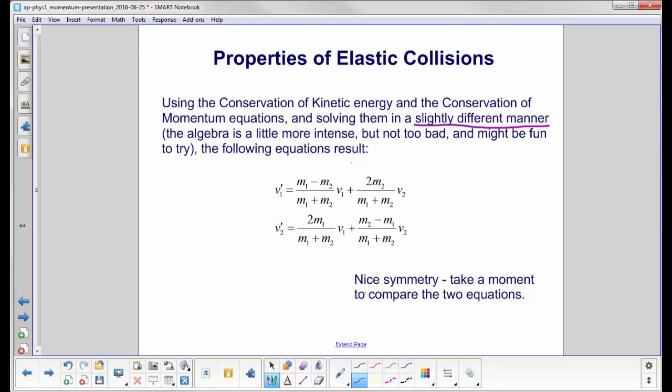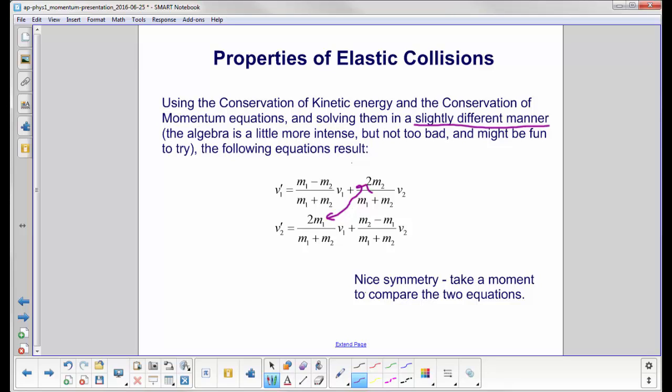And I won't read the second equation, you can see it. But what's cool about this, look at the symmetry. Look at the denominators. They're all m1 plus m2. And look how we have the velocities here for v1 and v2, but we're basically switching the numerator. We have 2m1 there, 2m2 here, and here's m1 minus m2 and m2 minus m1. Not sure what it means, but it kind of looks nice.